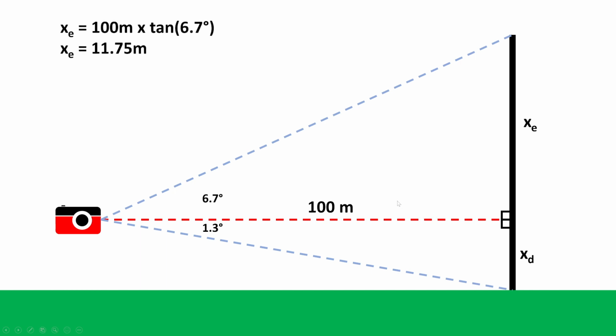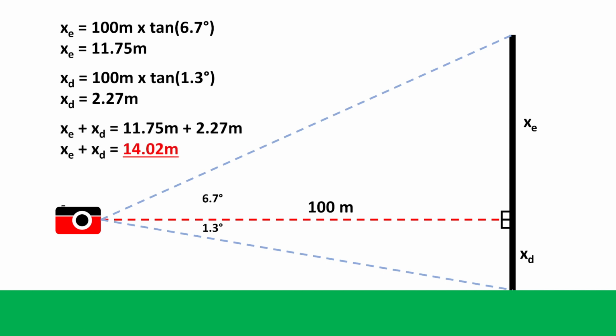So XE works out to be 11.75 meters, and XD works out to be 2.27 meters. Add those two together and voila, you get the height of the goalpost to be 14.02 meters, which I'll round down to 14 meters. And remember, we also measured the angular size as 8.0 degrees, which was the sum of the two angles.